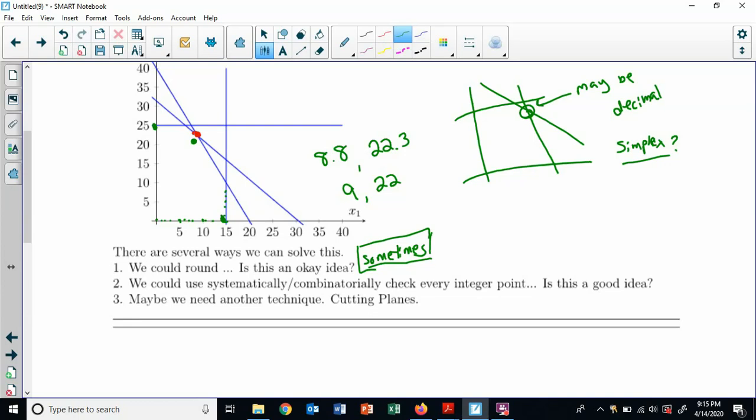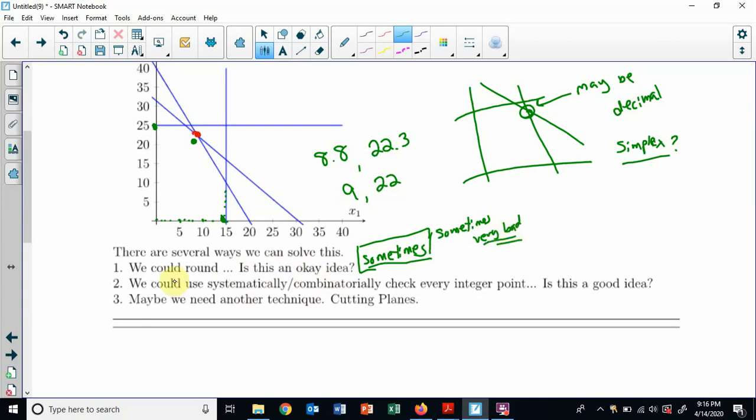There are famous examples where some companies tried to optimize without hiring an OR person and just rounded, because integer programming is hard. It's a hard problem compared to linear programming. They said, oh, we'll just round, it's no big deal. But they were far off. And when they did get an expert in there, they saved millions or sometimes even billions of dollars. So rounding's okay, it works sometimes. That's what we do when you haven't taken integer programming. But sometimes it's very bad.